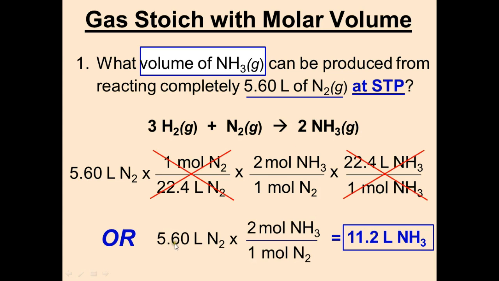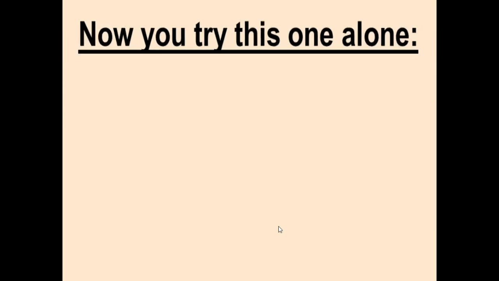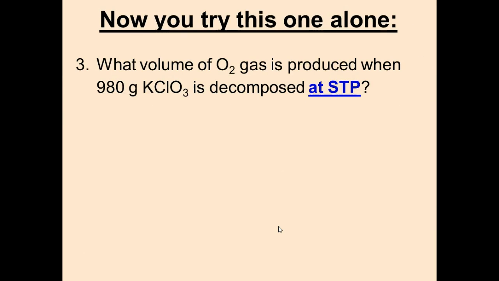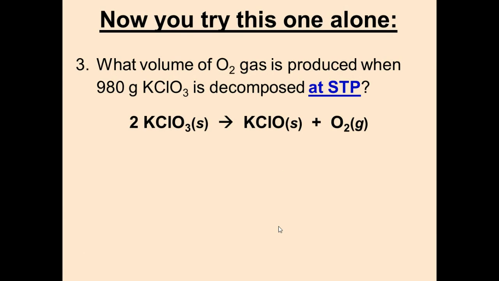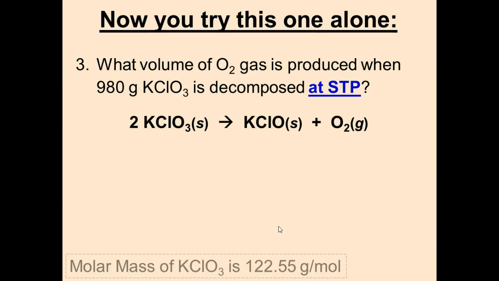So we could have just done 5.6 liters of N2 times 1 mole of N2, 2 moles of NH3, and then got the same exact answer so much quicker. So this is a nice strategy to help you speed up on tests and save time. So just use this strategy, but remember it's only at STP. This can only be used at STP, so just remember that. And so now you can try this one alone if you want, but I'm going to go through it. So if you want, you can pause the video right now and set up this whole thing.